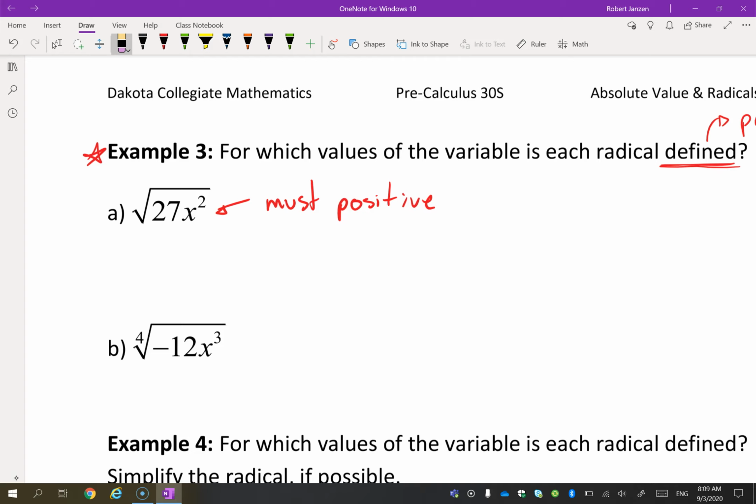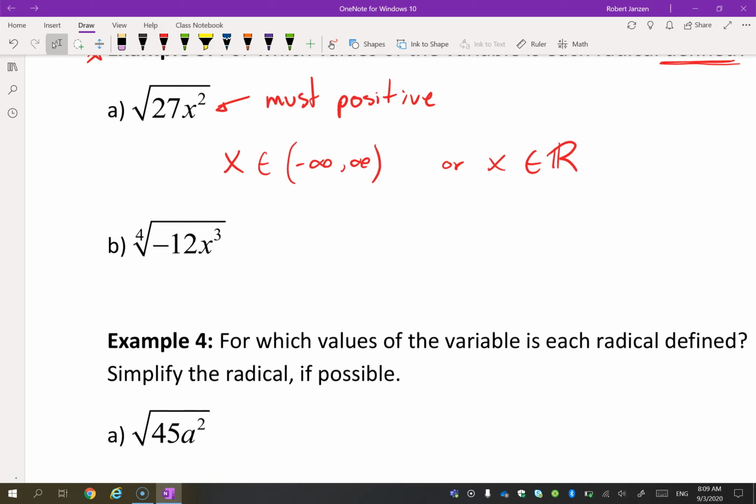So I'm going to write this as x. Now you can write it in a couple ways. We could say x is in the set of negative infinity to infinity. That means x is anything. Or you could say x is in the set of real numbers. That's another way of writing that. Okay, let's try the next one. So I see the index is 4. That means this number must be positive.